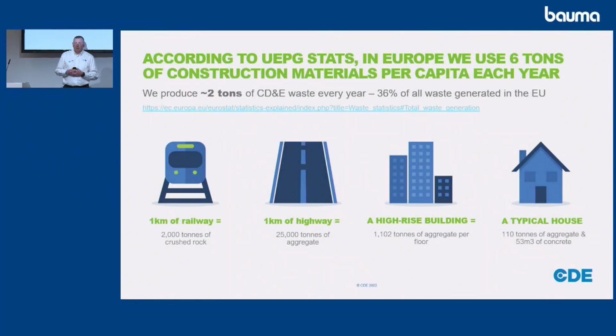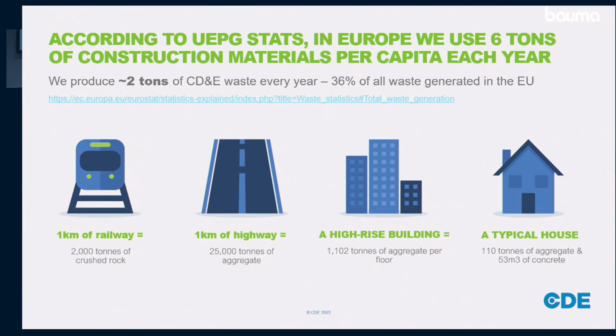And just on your way home, or even sitting in this wonderful exhibition centre, take a look around and see what sand has been used for and how it has contributed to the building and construction of the infrastructure around us. Some of that infrastructure is the railways, the roads, the buildings, the skyrise offices that we have all become so accustomed to. And according to the UEPG, we consume about 6 tons per capita per year in Europe, and we create 2 tons of waste.